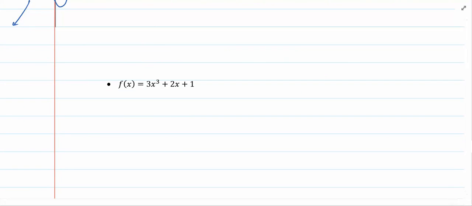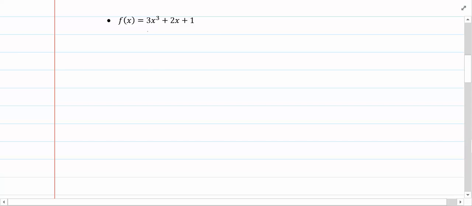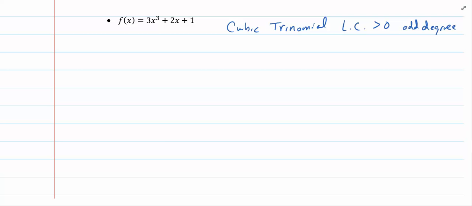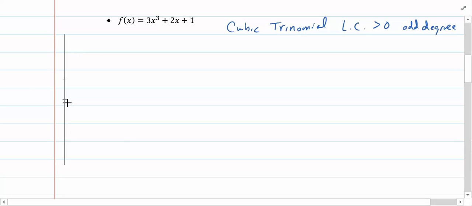Let's try the second one. This time we have a cubic trinomial with a positive leading coefficient again and an odd degree. So it too will follow the same pattern that we saw in the last example.